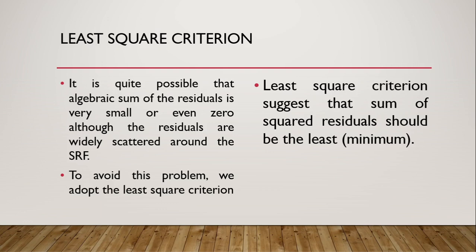So in order to avoid this problem, we are using the least square criterion, or we are applying the principle of ordinary least squares. The least square criterion suggests that the sum of the squared residuals should be the least, or minimum. We square all residuals and we try to minimize the sum of the squared residuals. Least square principle suggests that the sum of squared residuals should be the minimum.